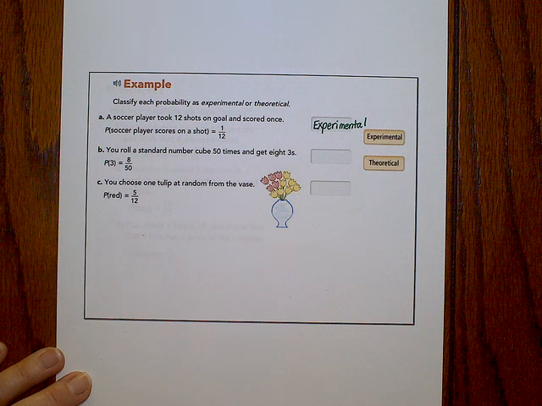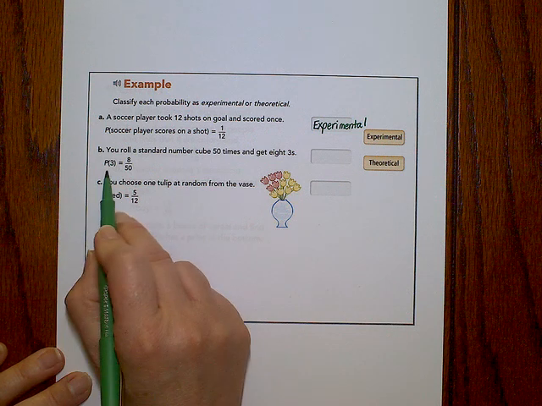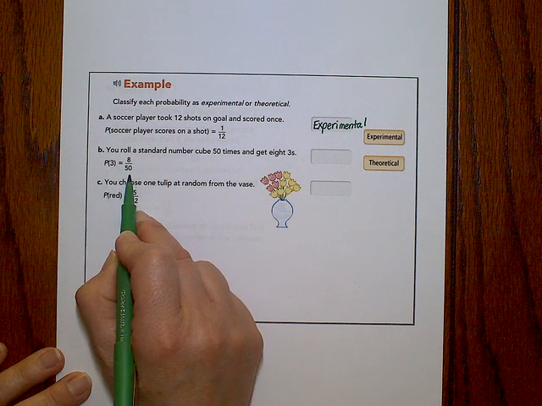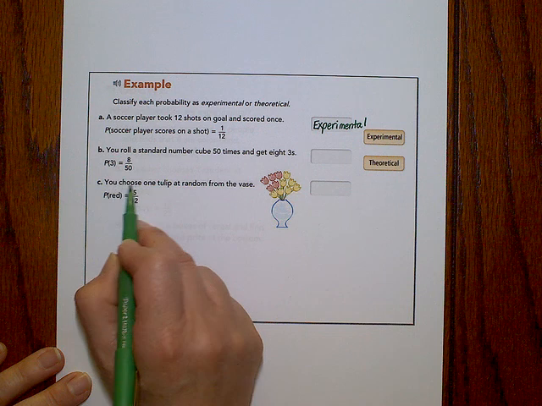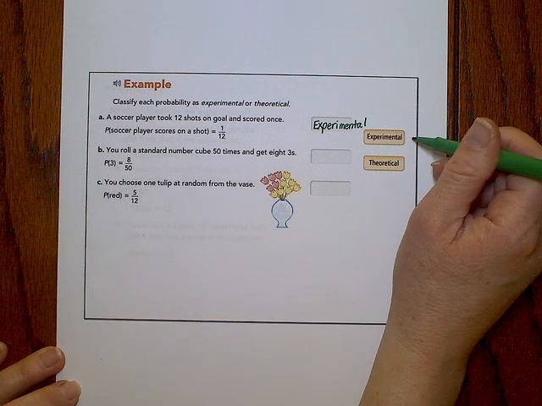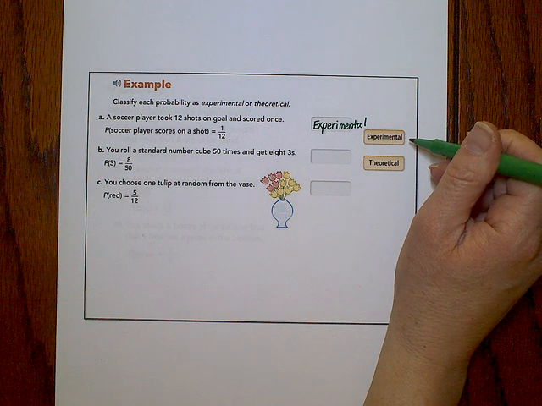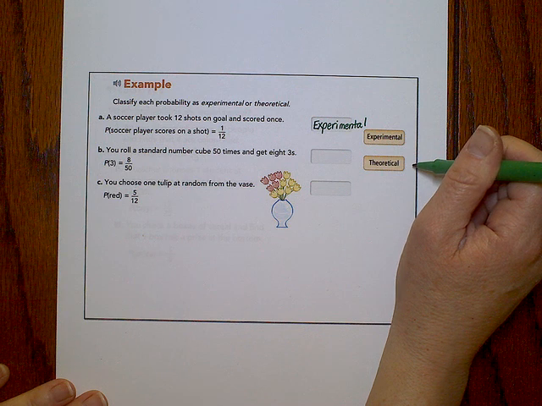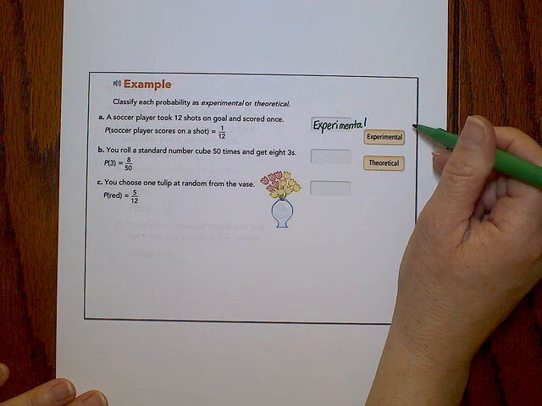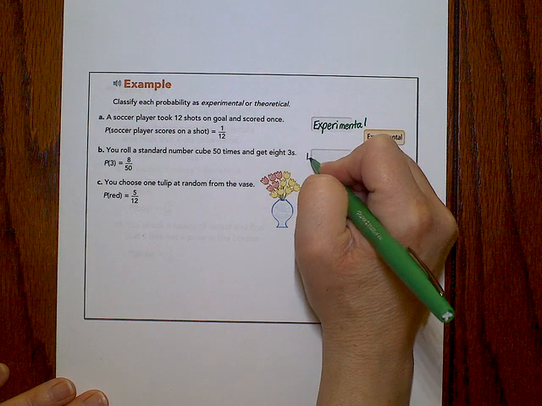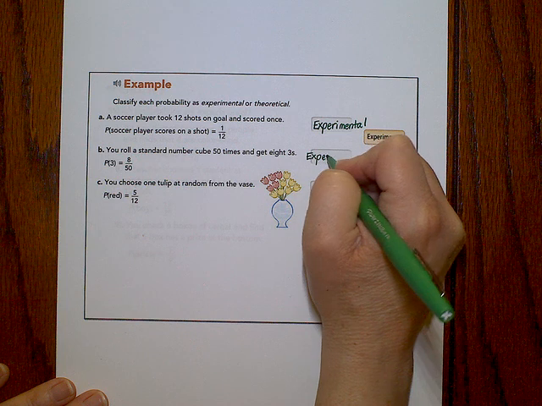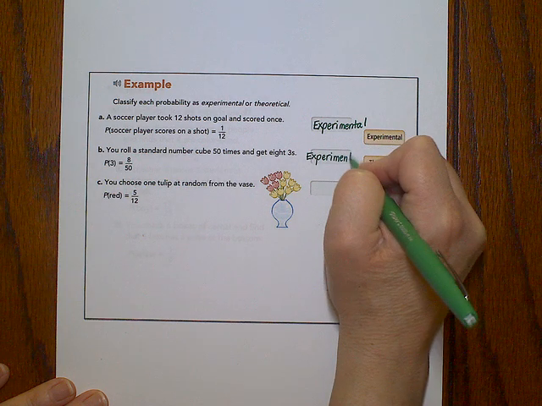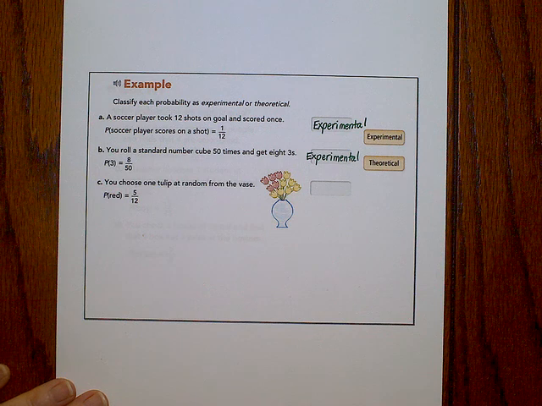Question B, you roll a standard number cube 50 times and you get 8 threes. So here the probability is equal to 8 over 50. Is this fraction 8 over 50 based on an experiment, something that somebody actually did? Or is it based on theory, what should happen? That is based on experimental probability. It tells us that they rolled the dice 50 times and they got the number 3 8 times.